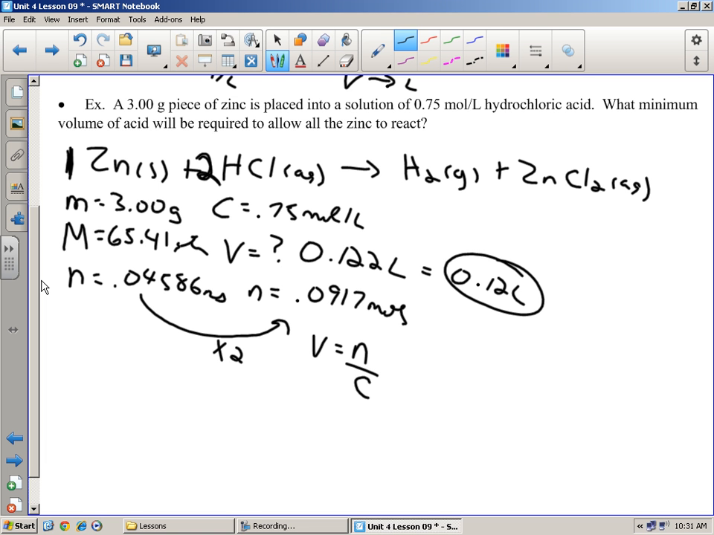Okay? This is a 1-to-2, so is this a 1-to-2 perfectly. Okay? So theoretically, if I wanted to use up all the zinc and not have any zinc left over, or not have any hydrochloric acid left over, I would need to use 122 milliliters, or basically 0.122 liters, or 0.12 liters. Okay? And that would completely react, like I said, to give you both those products there. Yeah? All right.